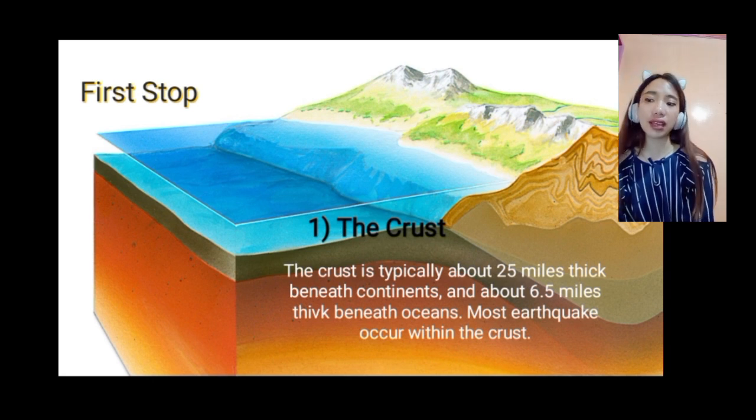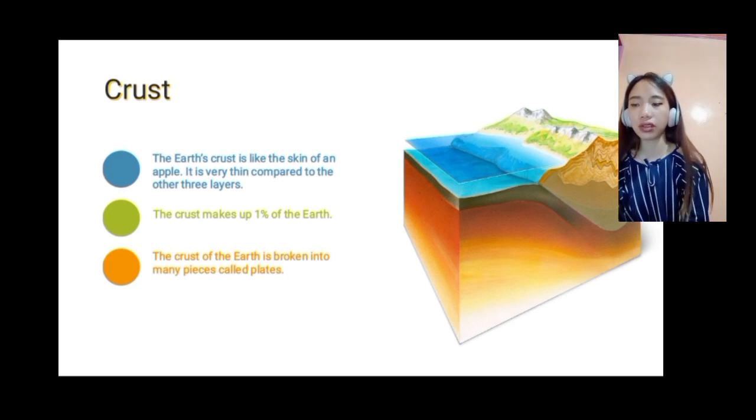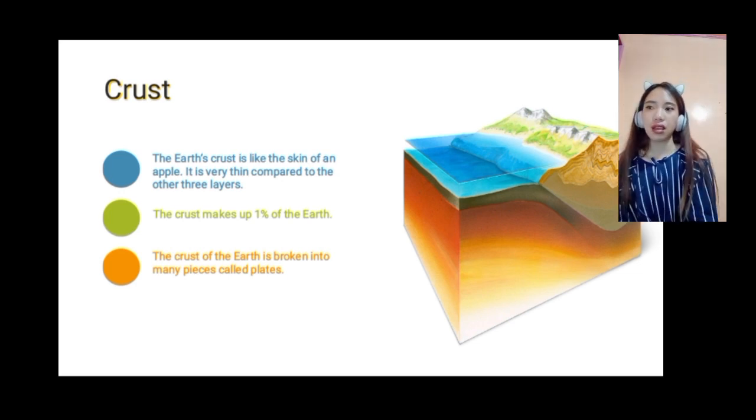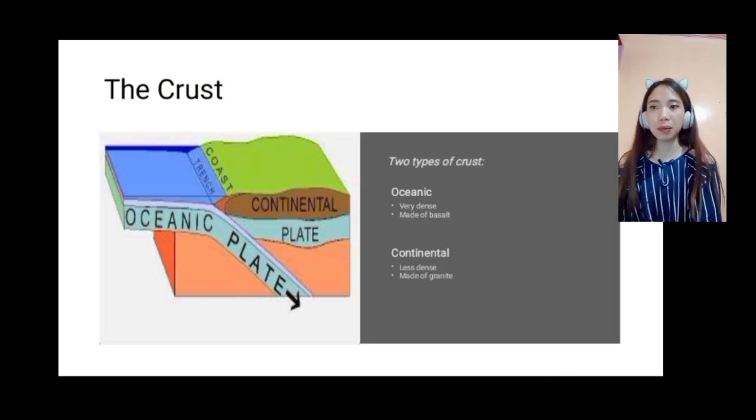The crust makes up 1% of the Earth, typically about 25 miles thick beneath continents and about 6.5 miles thick beneath oceans. The Earth's crust is like the skin of an apple. It is very thin compared to the other three layers. And there are two types of crust, and these are the oceanic plate and continental plate.